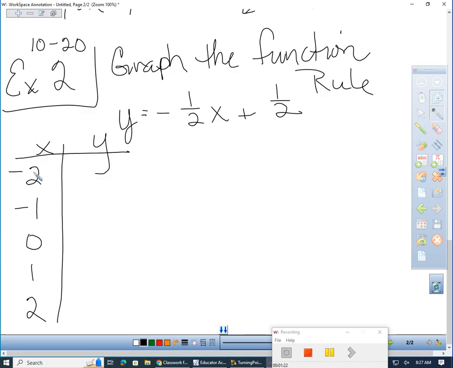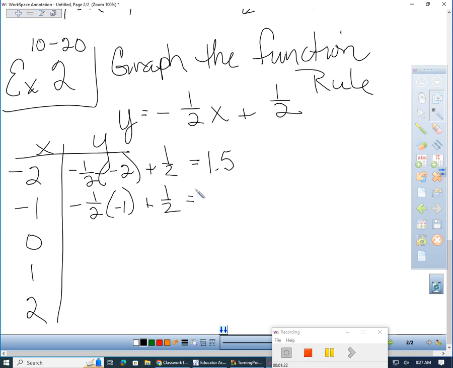So we're going to start by plugging negative 2 in for x. So I have negative 1/2 times negative 2 plus 1/2. Negative 1/2 times negative 2, positive 1, plus 1/2 is 1.5. Again, you can use your calculator to find those, right? Negative 1/2 times negative 1 plus 1/2. Negative 1/2 times negative 1 is positive 1/2 plus 1/2 gives me 1.